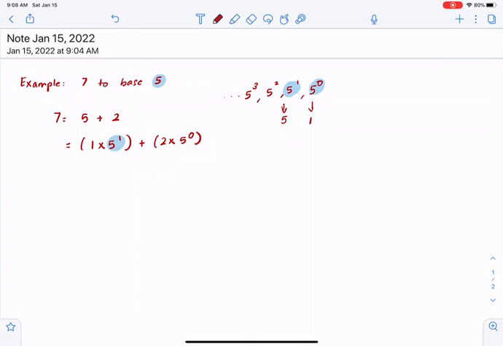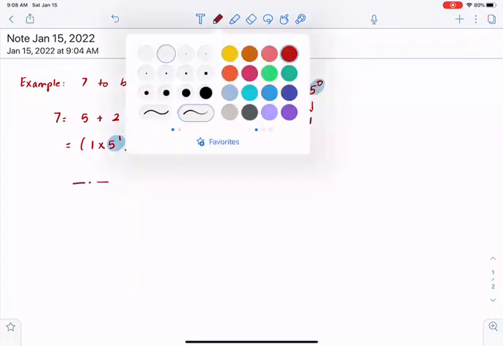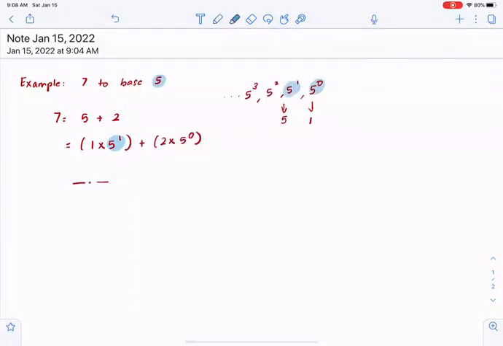Last time we talked about positions and places and values. So I have the 2 digits. The first one is 2. The next one is 1. So 2, 1. So the number 7 in base 10 is the number 12 in base 5.